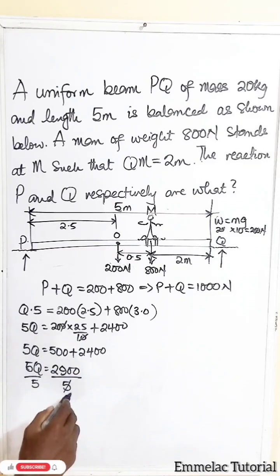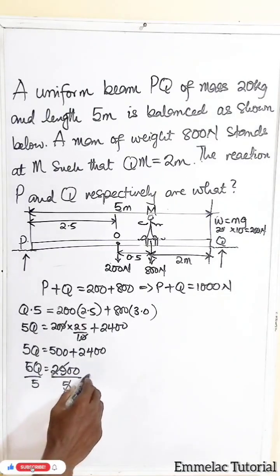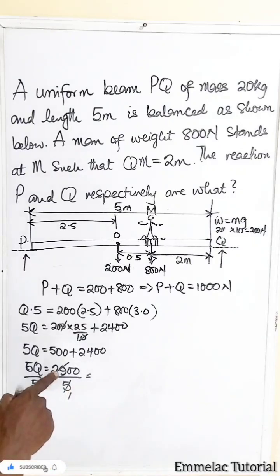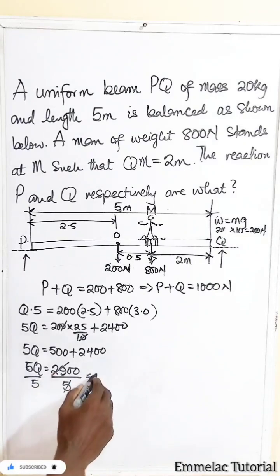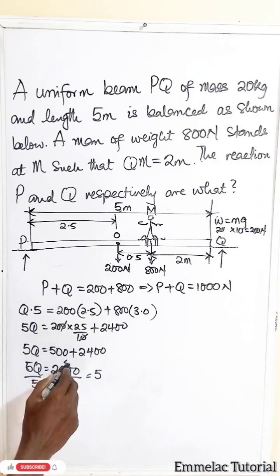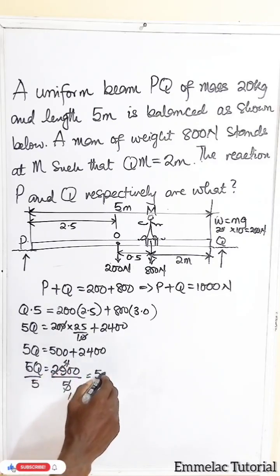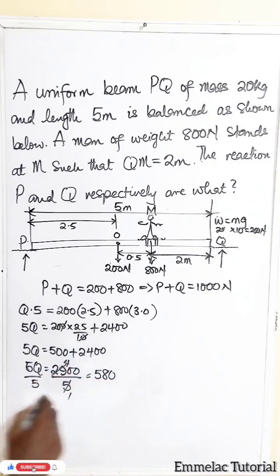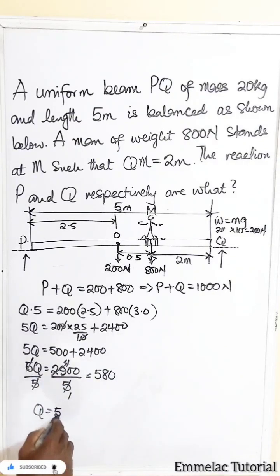Now 5 in 29 should give us 5, right? Then remainder 4. So you bring down the 0 to this 4. In 40 here you have what? 8. Then 0. So the reaction of Q is what?